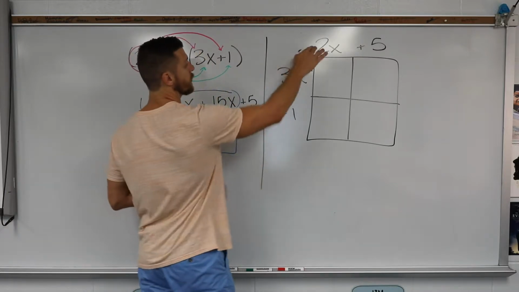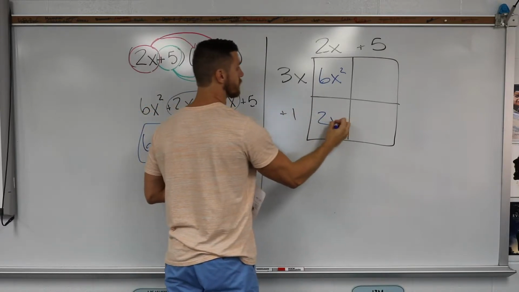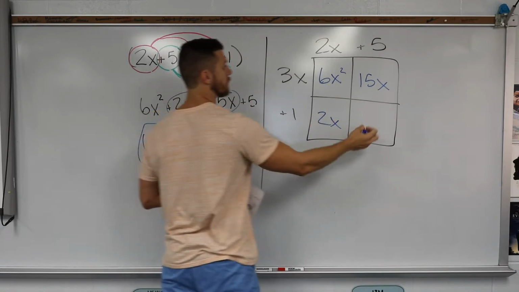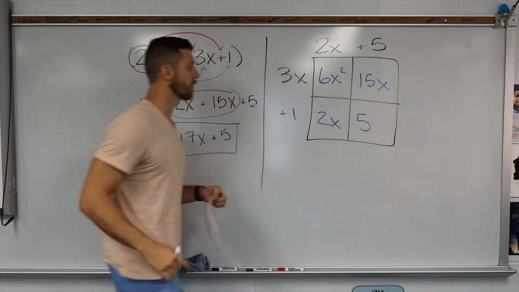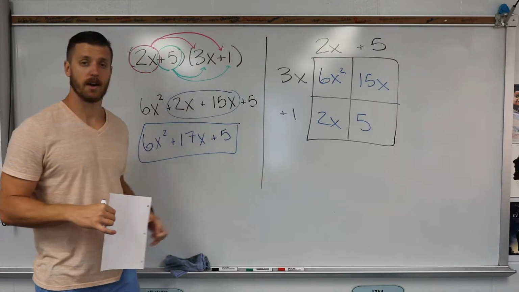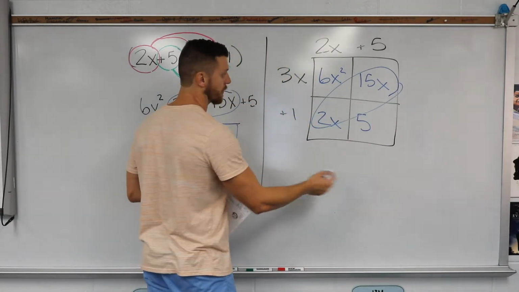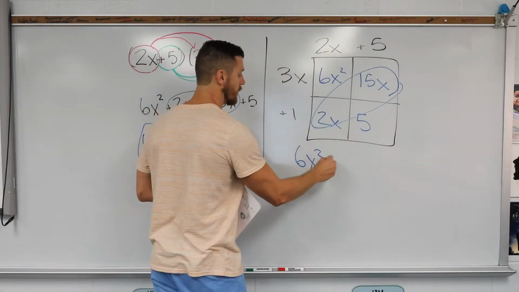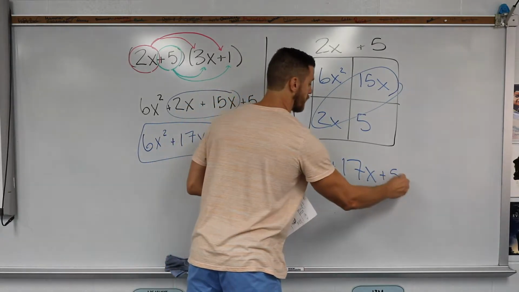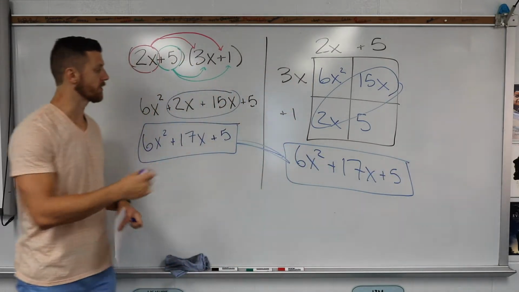And let's see, 2x times 3x, 6x squared. 2x times 1, 2x. 3x times 5, 15x. 5 times 1 is 5. What do you notice? Same two terms, 2x and 15x. You're going to have to combine them. You got 6x squared plus 17x plus 5.